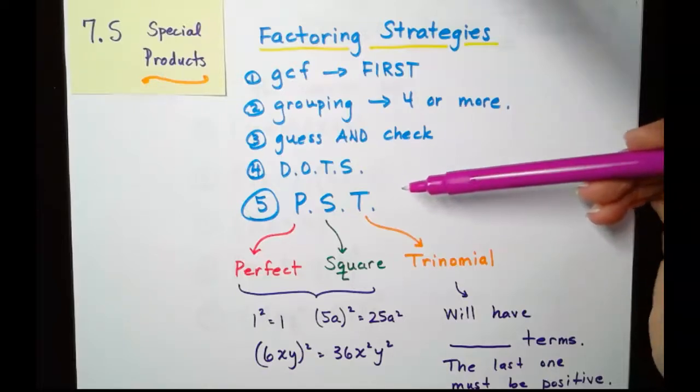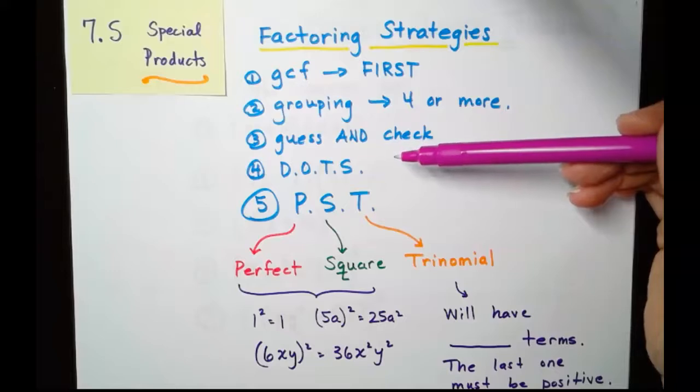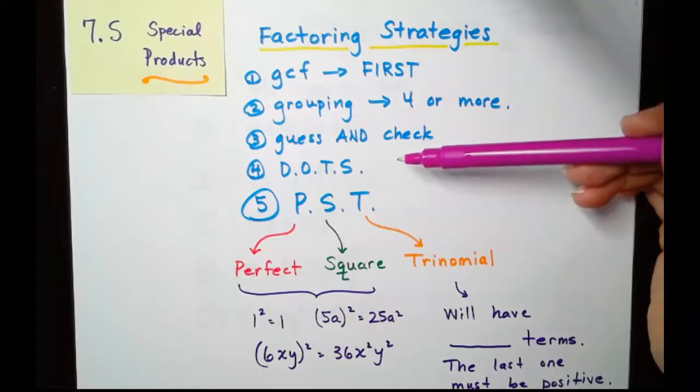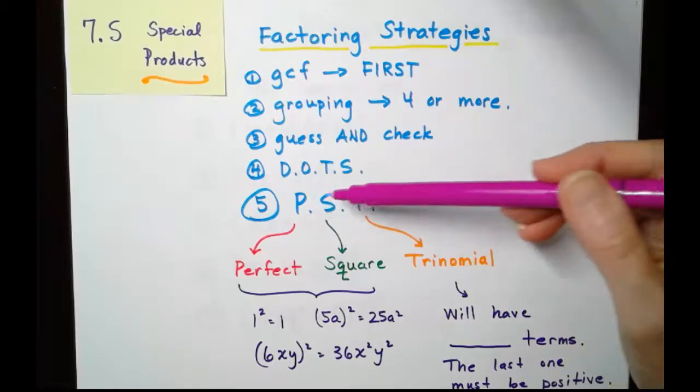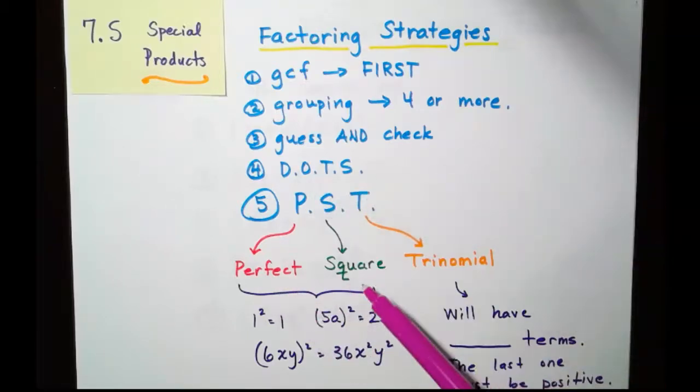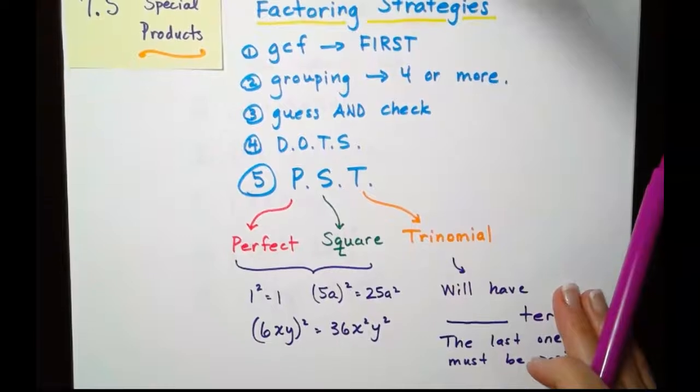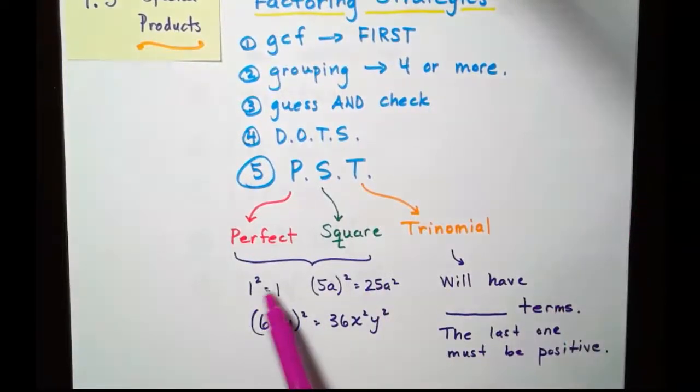Or last video, we learned about the difference of two squares, the DOTS. It's very obvious as long as you know your perfect squares. Today, we're going to learn about the PST, the perfect square trinomial. So, PS, perfect square. Same information we saw in the last video regarding perfect squares, and we see it again here. 1 squared is 1. 5a quantity squared is 25a squared. 6xy quantity squared is 6 squared is 36, x squared, y squared.